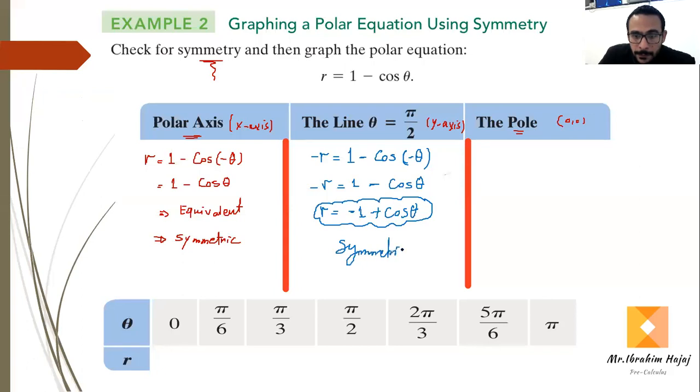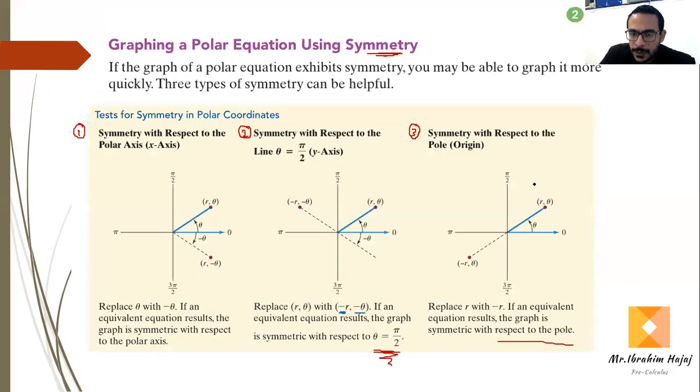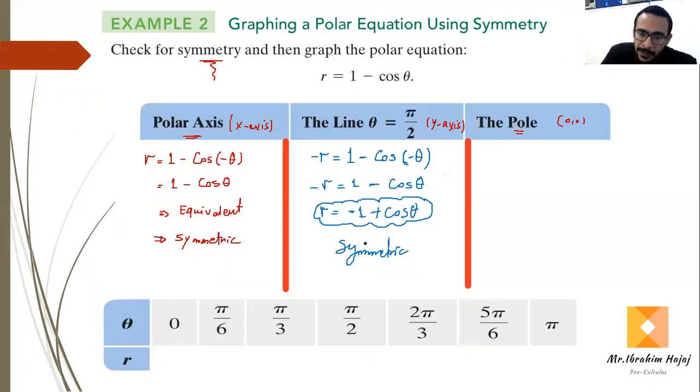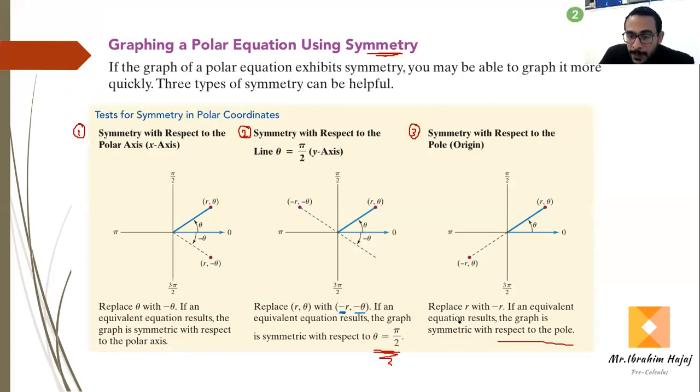Symmetric, equivalent, yes. But I would like you guys to do the other one, which is the pole, which is 0, 0. In the previous slide we said it is, but we have to write here that it may or may not be symmetric about the line theta equals pi over 2. For the pole, replace r by negative r. If an equivalent equation results, the graph is symmetric with respect to the pole.